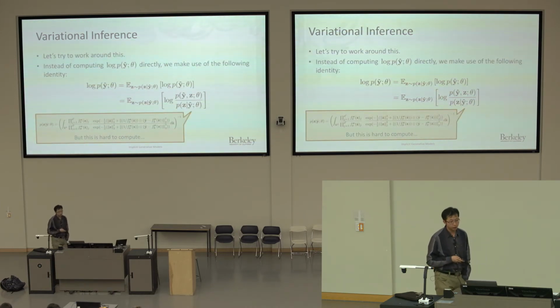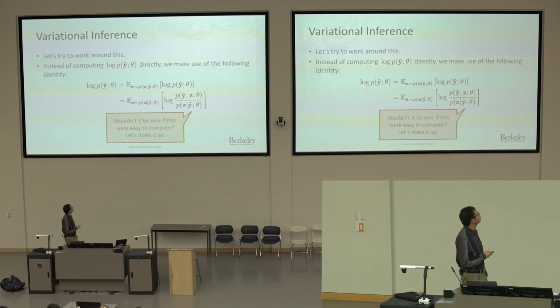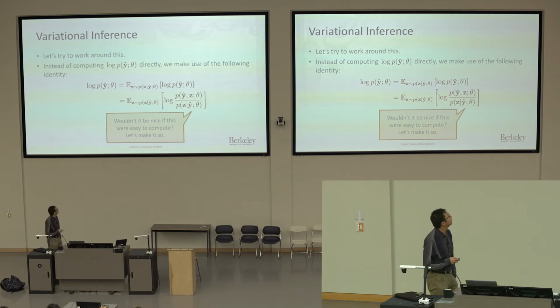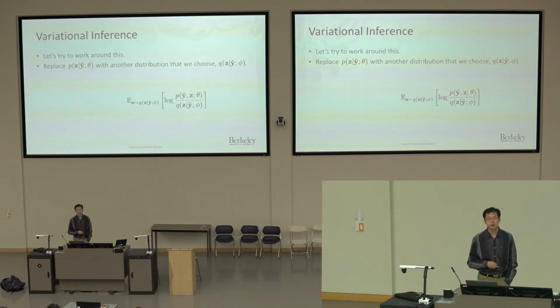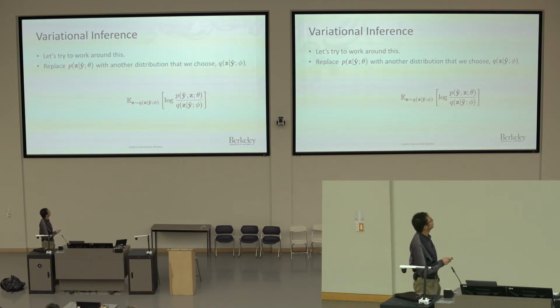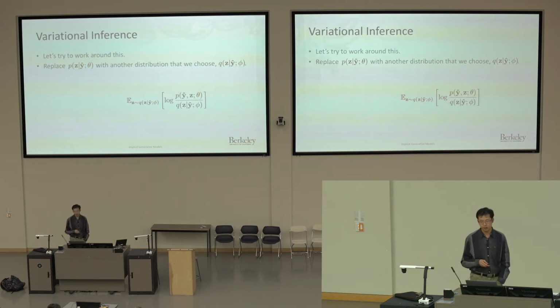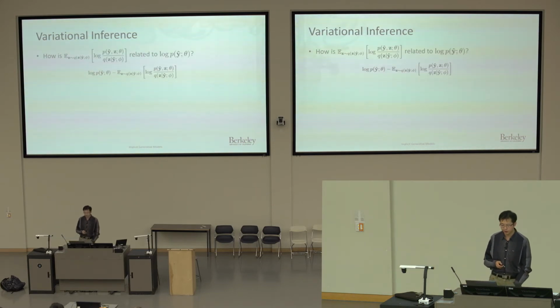Let's see. Right, this is hard to compute. Now, let's do some wishful thinking here and think about what if we actually don't have this problem? Wouldn't it be nice if this were easy to compute? And let's actually make that happen. So we're just going to replace it with some other distribution. So Q, that's going to take in your output y hat, and then it's going to give you a distribution over the z. Now this family of distributions Q is known as the variational family or the approximate posterior.